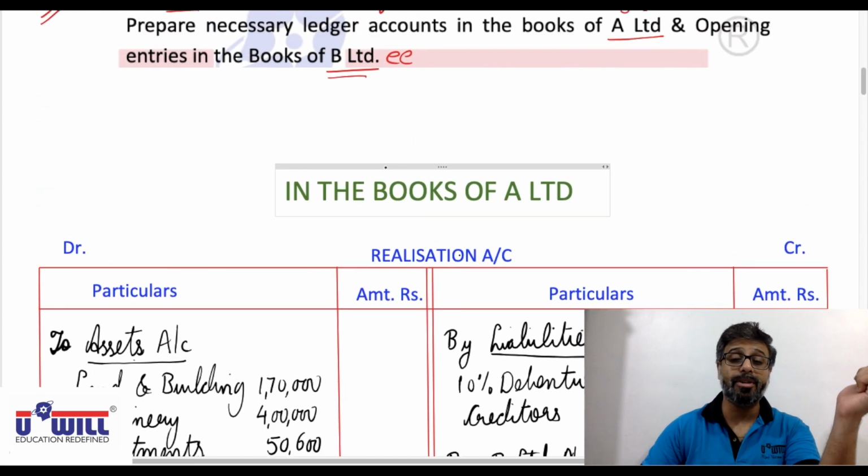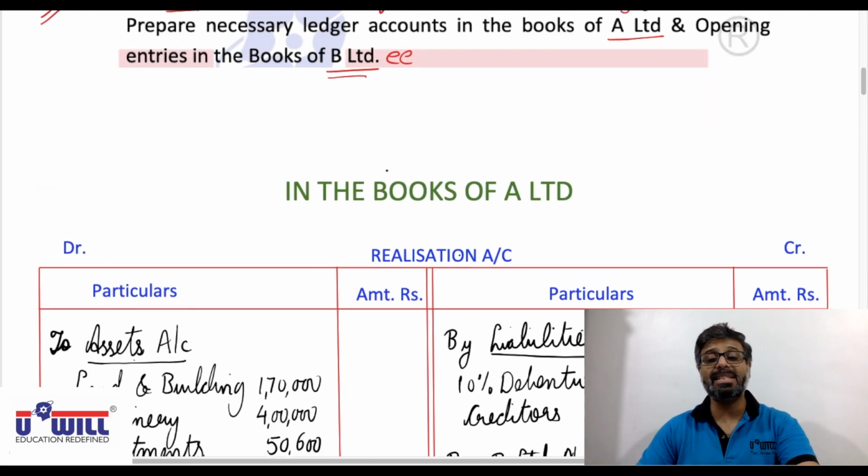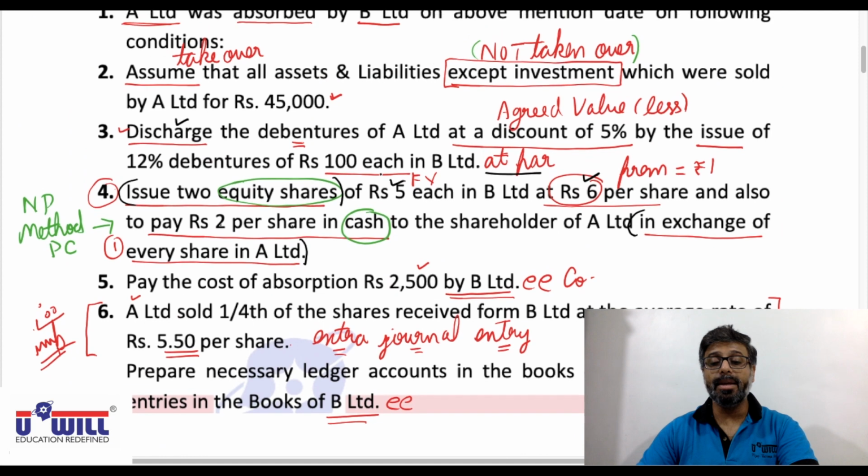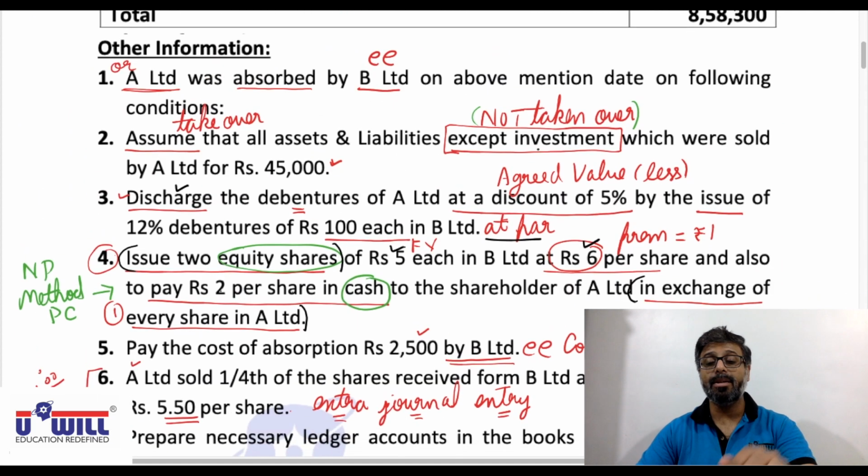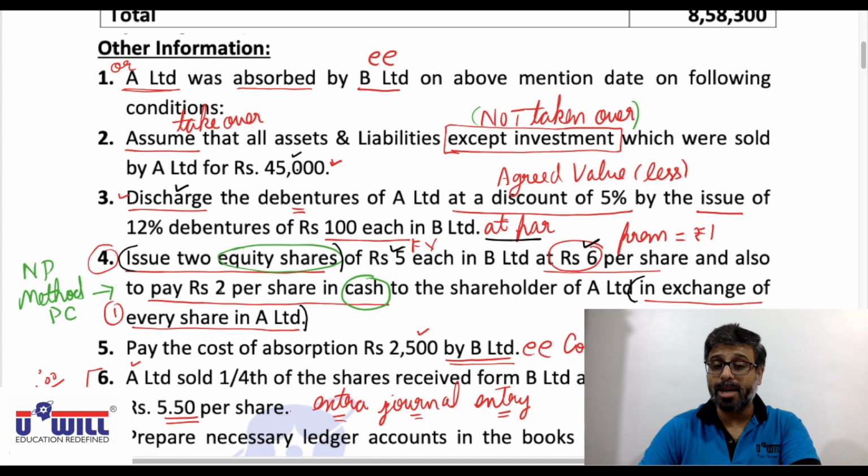Now which is the next entry? Sale of assets not taken over. Here investments are not taken over. So sale of investments, they are sold for 45,000. So cash comes in, debit what comes in? Cash and bank account debit. And will we say to investments? Will we say investment goes out, credit what goes out to investment account?